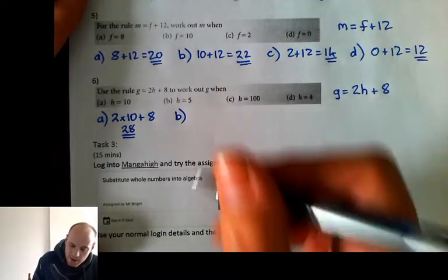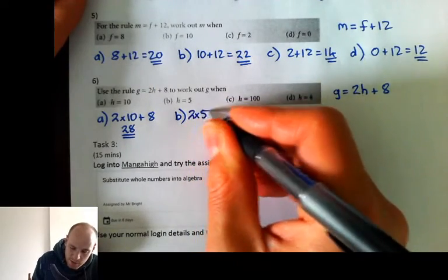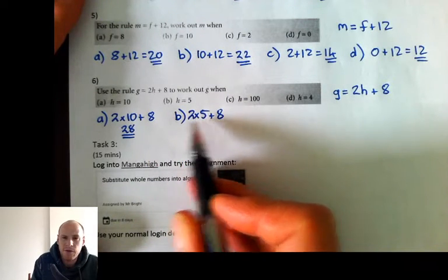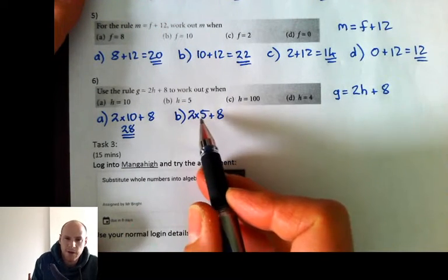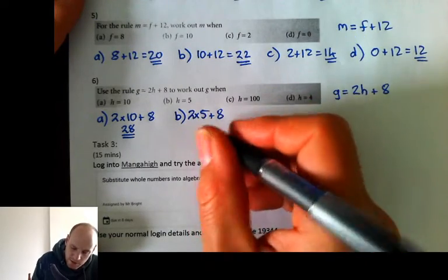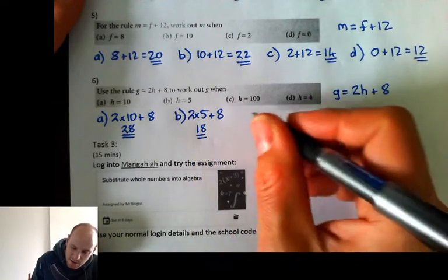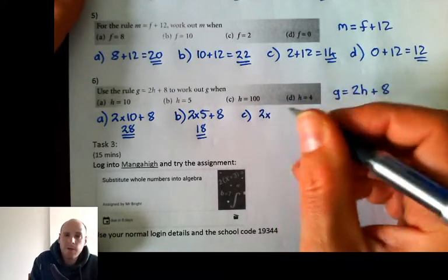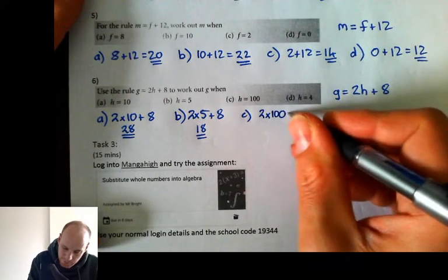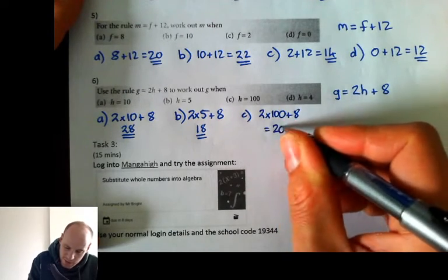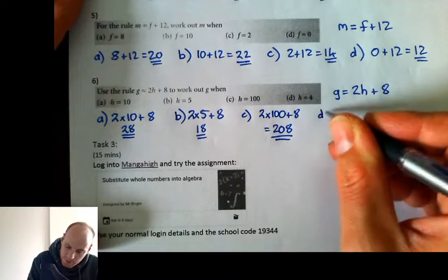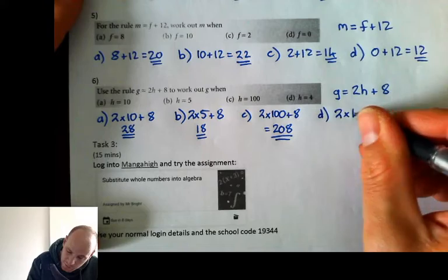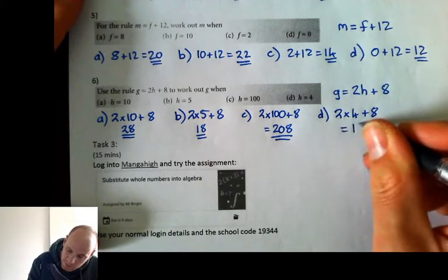Part B, what about when h is 5? So we're doing this calculation because that's what h is this time. h is 5 rather than 10 as it was in the first question. So h is 5. 2 times 5 is 10 plus the 8 is 18. And part C, h is now 100. So it's 2 times 100 plus the 8 is obviously 208. And part D, h is now 4. So it's 2 times 4 plus the 8, which is 16.